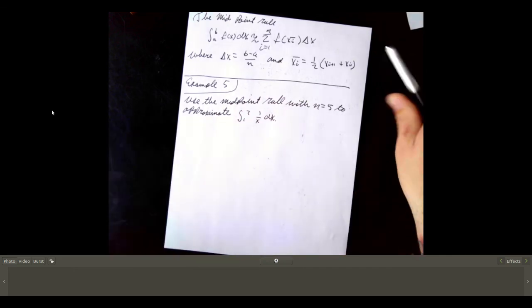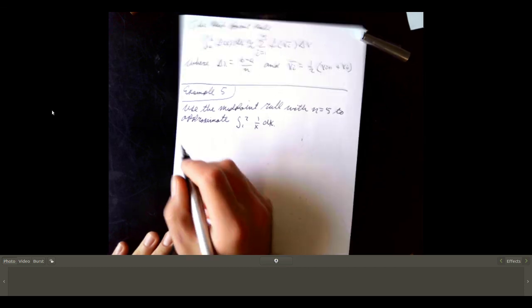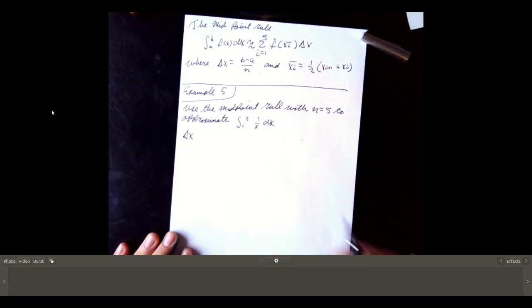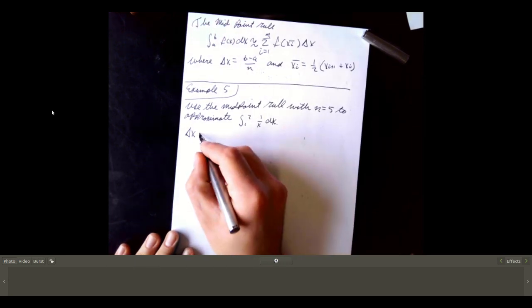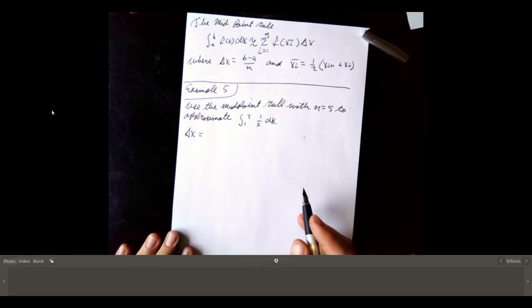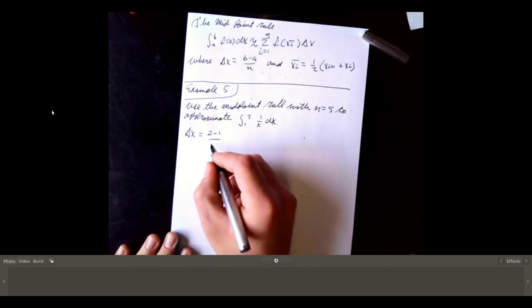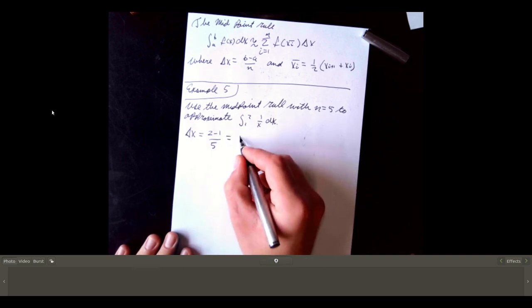So, using the midpoint rule, well, we're going to need a delta x. A delta x in this case is going to be equal to b minus a divided by n, which would be 2 minus 1 divided by n, which is 5, which is going to give us 1/5.